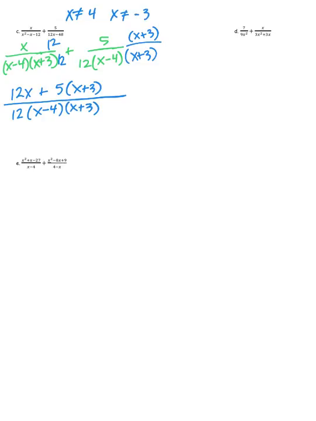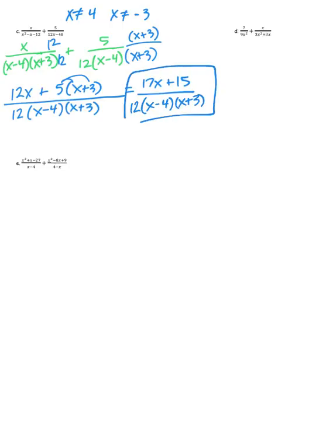All right, but we can start combining like terms and we can see if anything cancels out. So if you wanted to, you could turn this into, now if I distribute that 5, that would give me 5x plus 15. So I'd have a 12x plus 5x plus 15. So 12x plus 5x would give me 17x plus 15. Then we can just leave it as this 12 times x minus 4, x plus 3, and that's fine for right now.